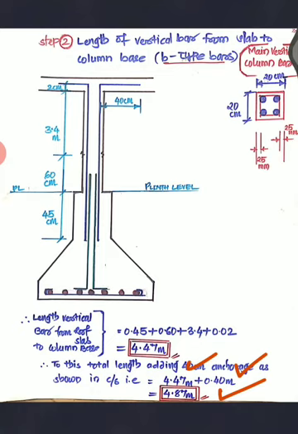Now this is the bars. There is no need to determine the number of bars, because in the problem they have only given that 4 bars are there. See here, 4 bars in the corners, I have shown that in the cross section right here. So you'll have 4 numbers. So there is no need of determining the numbers there, right?